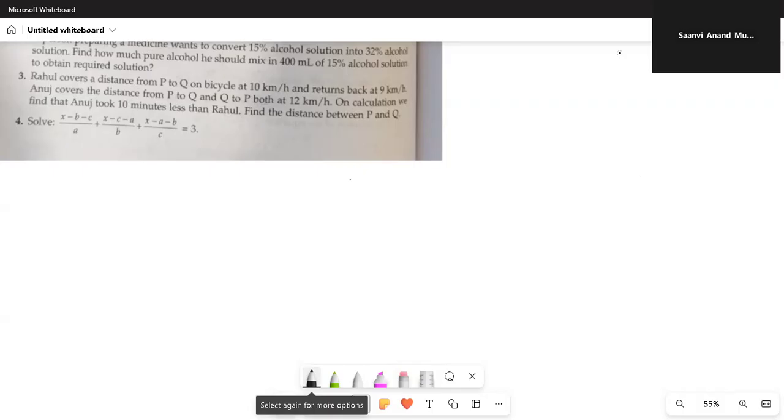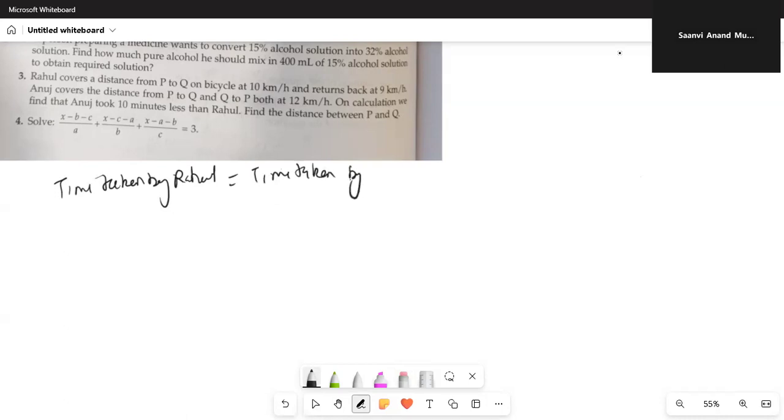So we can also understand that the time taken by Rahul is time taken by Anuj plus 10 minutes. Okay, so here we have the solution for the third one.